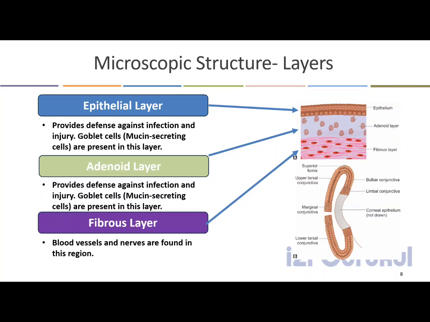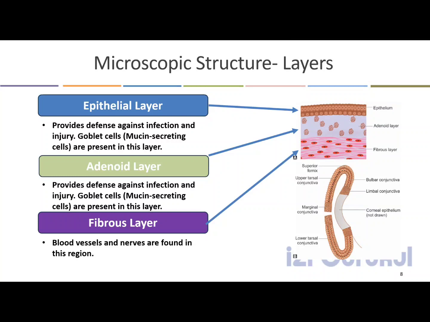The fibrous layer is deeper and consists of connective tissue, blood vessels, and nerves of the conjunctiva. Now, leukocytes are the cells of the immune system that are involved in protecting the body against both infectious disease and foreign invaders. In the fibrous layer, blood vessels and nerves are found.